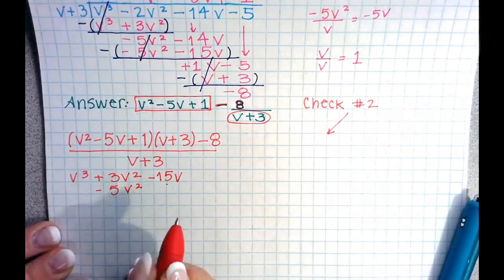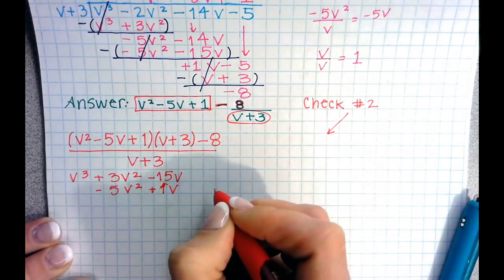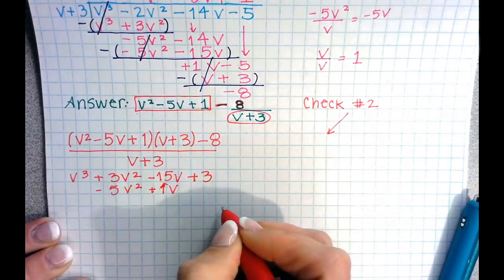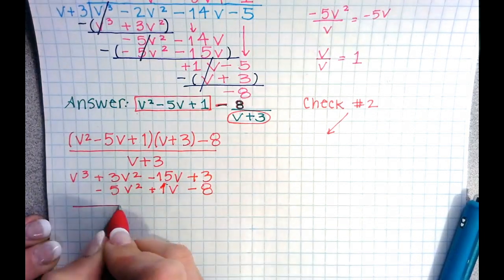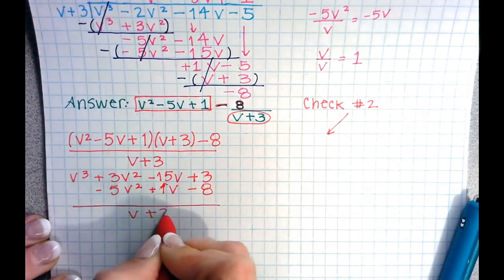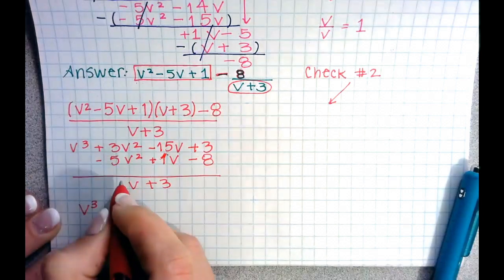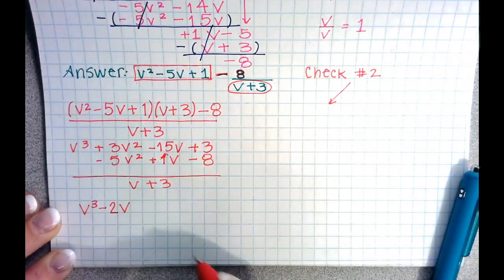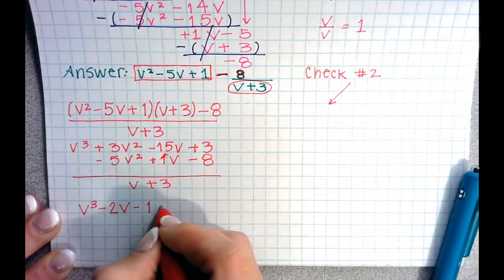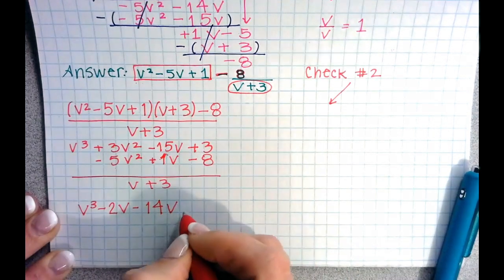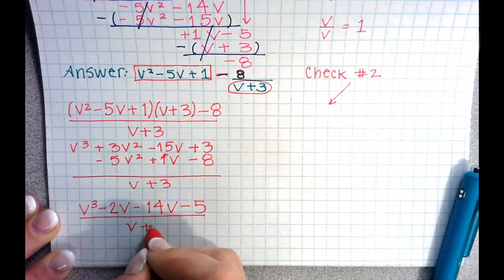Now 5v is done. 1 times v is plus 1v. So 1, I know my 1s sometimes look like 7, sorry. Plus 3. And then I still have that little minus 8 on the side, so I could put that right over here. And then that's all going to be on top of the v plus 3. But if I add those down, what do I get? v to the third minus 2v squared, positive 3 minus 5. Negative 15 plus 1 is minus 14v. Positive 3 minus 8 is minus 5, all over v plus 3.